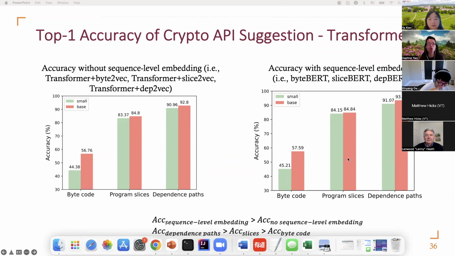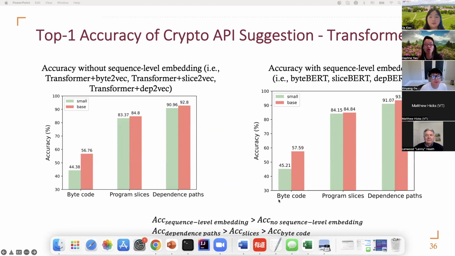Could you maybe say 1-2 sentences on sequence level embedding? I know you explained it briefly earlier. Compared with the token level embedding, sequence level embedding takes the sequence level input. That means every vector is generated by considering the entire sequence instead of just one token. These two figures also confirm the trend.